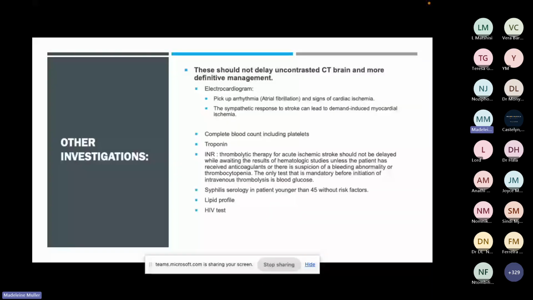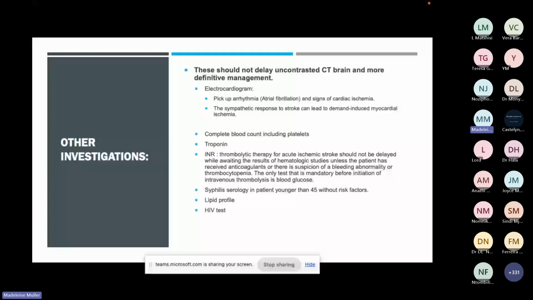And then just other investigations. These should not delay the non-contrast CT brain and more definitive management. So an electrocardiogram to pick up any arrhythmias and also to pick up cardiac ischemia, as the sympathetic response to stroke can lead to demand-induced myocardial ischemia. A complete blood count, including platelets, troponin, INR.